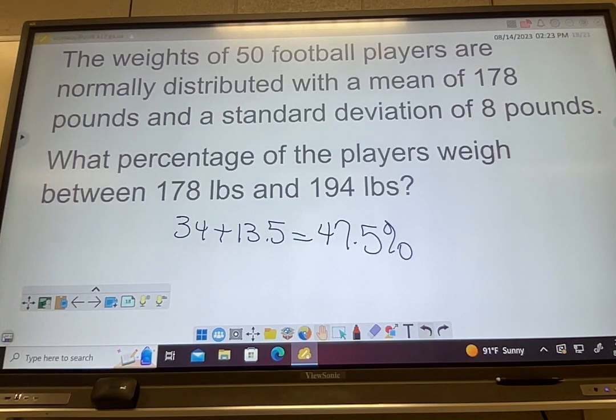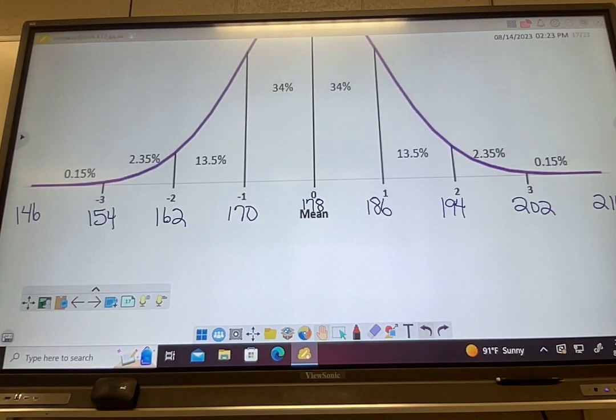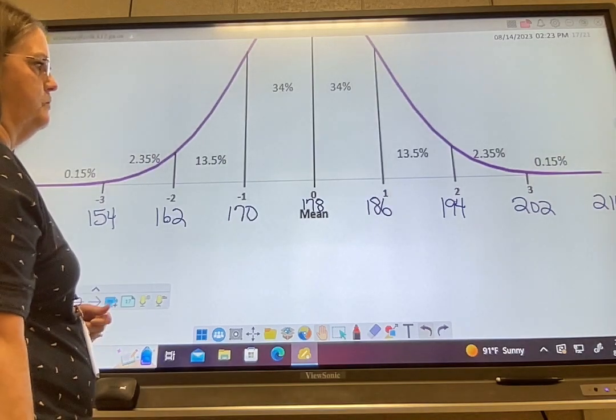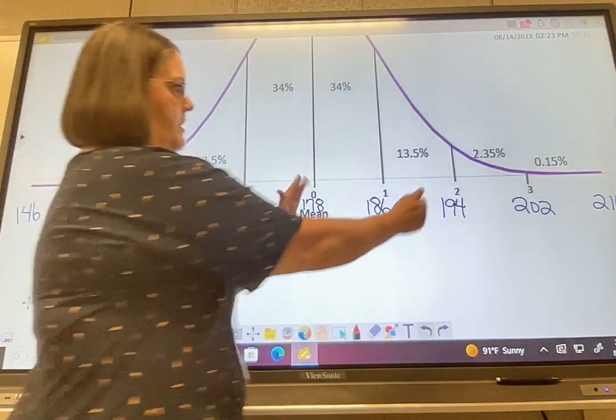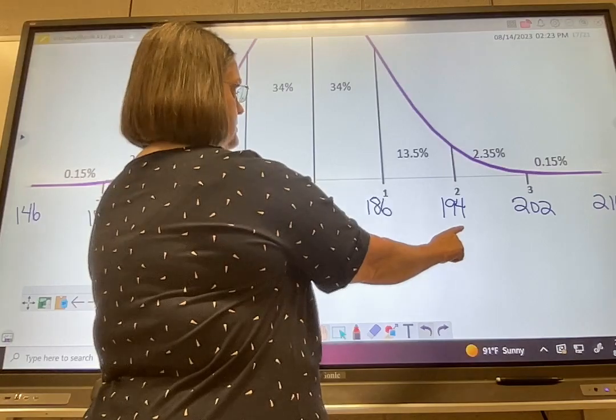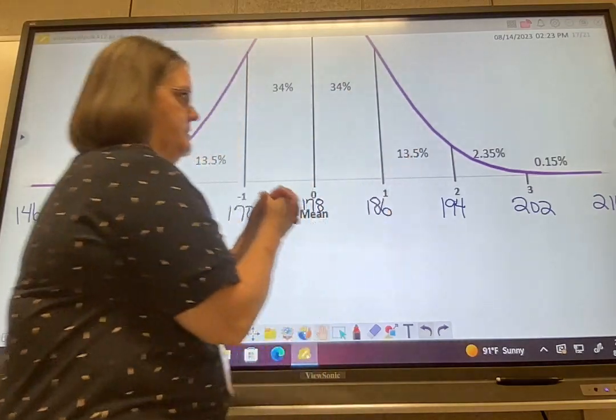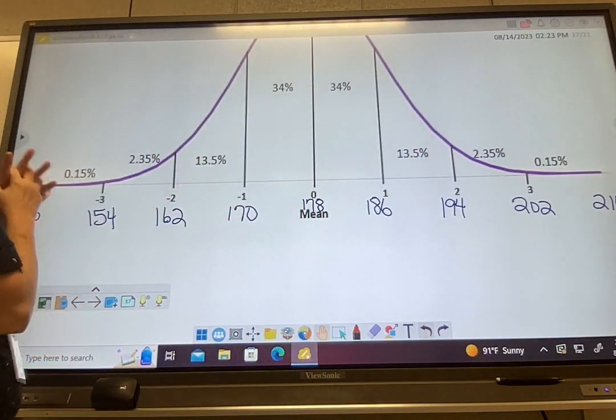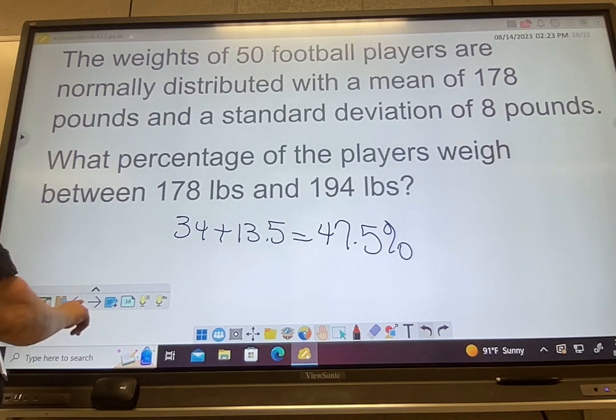All right. The weights of 50 football players are normally distributed with a mean of 178 pounds and a standard deviation of 8 pounds. What percentage of the players weigh between 178 and 194 pounds? And all you have to do is come over here and see which ones fall between 178 and 194. Right here are those two, and you add these two percentages together, and you get 47.5.